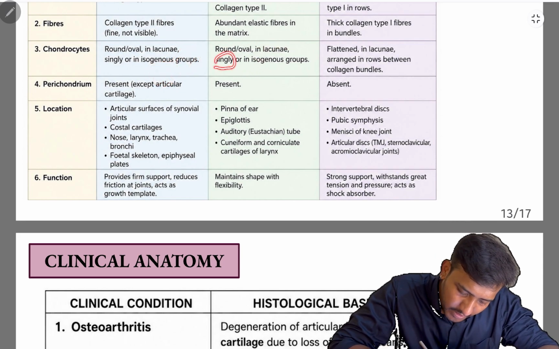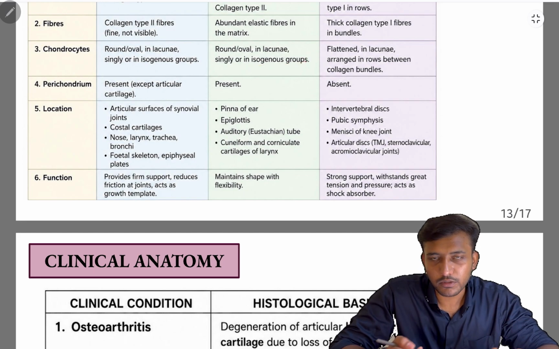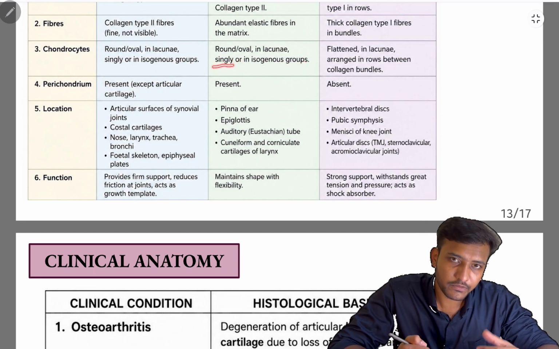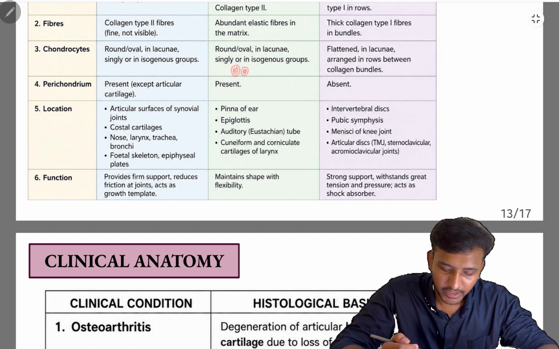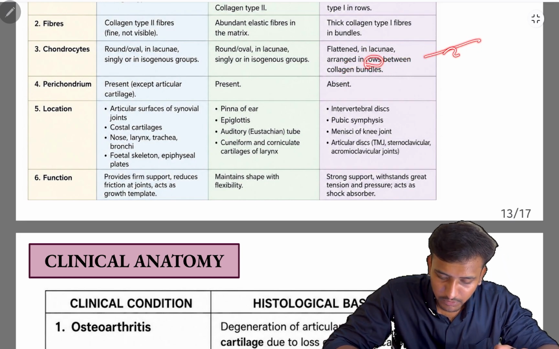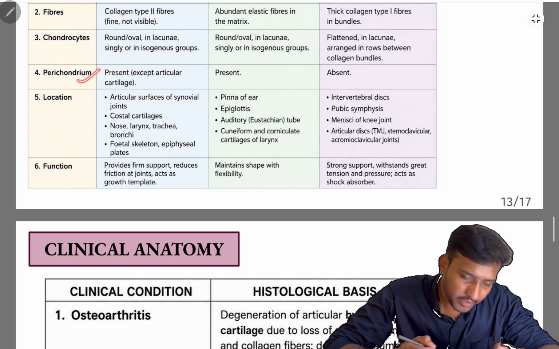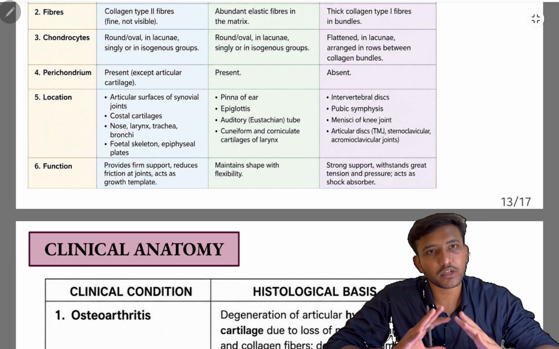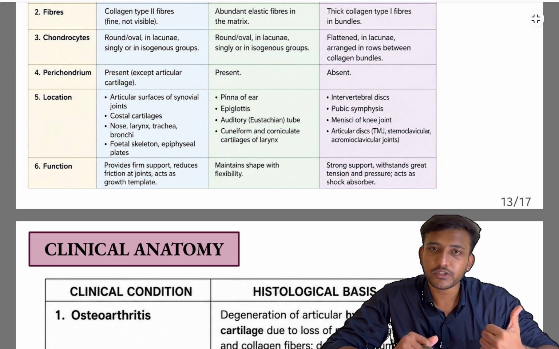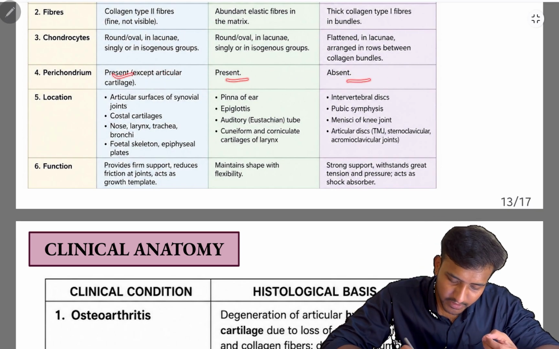Now, here in this one, they are arranged singly or in isogenous groups. Sometimes they will be arranged in groups, but most commonly the chondrocytes of the elastic cartilage will be arranged singly, right? And in the fibrous cartilage, these chondrocytes will be arranged in cords, or in rows. That's what I told you, right? Between the bundles of fibers, they will be arranged in rows, or let's say cord-like manner. Now the perichondrium, a very important point. Perichondrium is nothing but your covering, and this covering is present in hyaline cartilage and elastic cartilage, but not present in fibrous cartilage. That's what, present and absent, right?